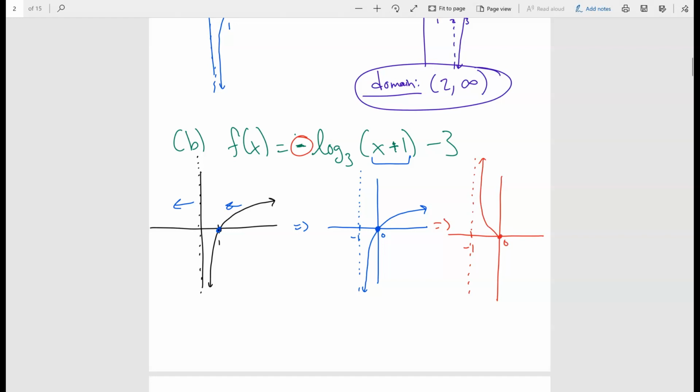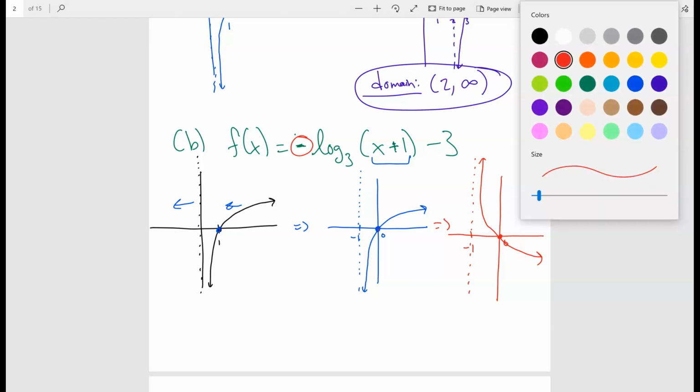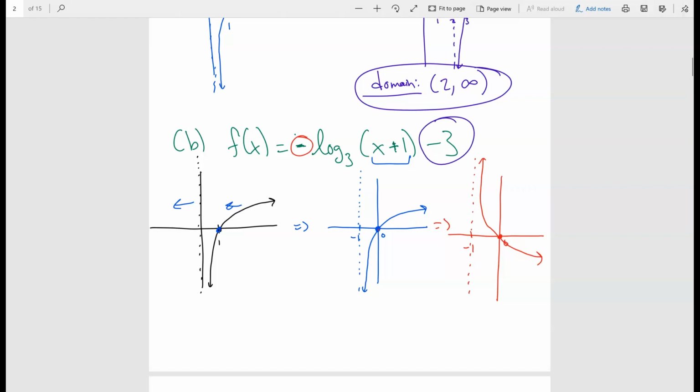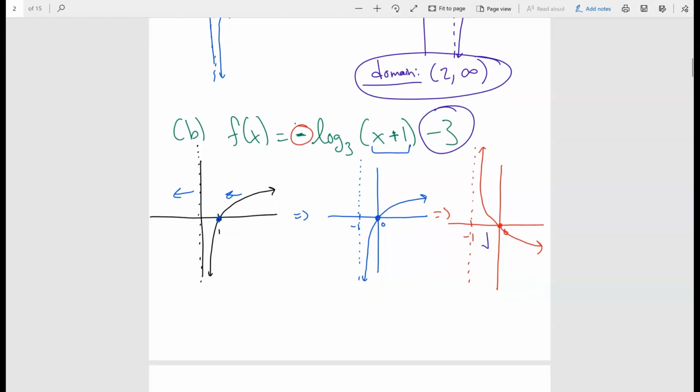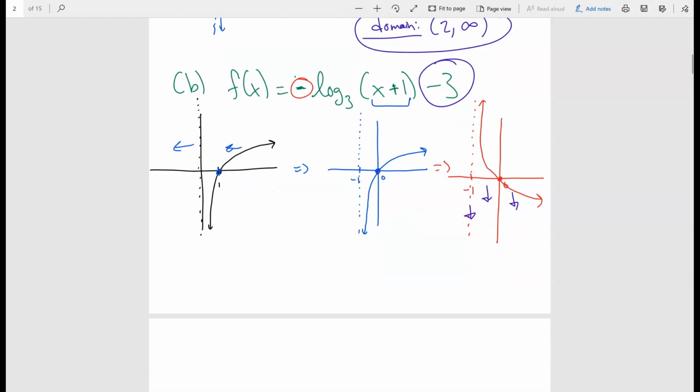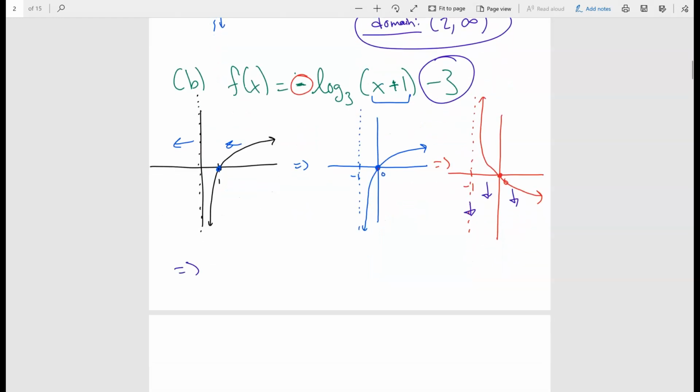Okay, this guy was from 0, it was increasing to the first quadrant. It's going to flip, so now it's going to go decreasing to the fourth quadrant. So kind of like that. So it's kind of swapped. And then finally what we're going to do is take this minus 3, which is going to move everything downward. Notice that the asymptote is already there. It's not going to move any more down. So moving down 3 units, the asymptote stays the same at negative 1.